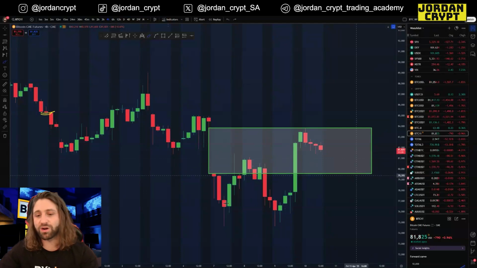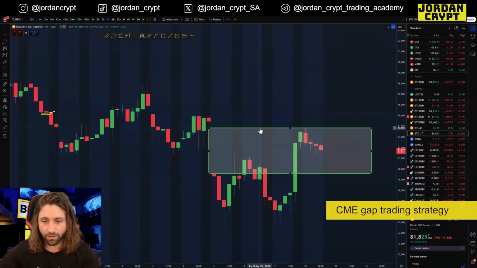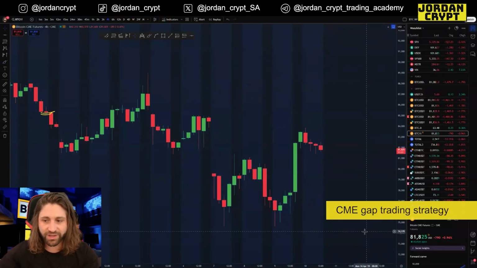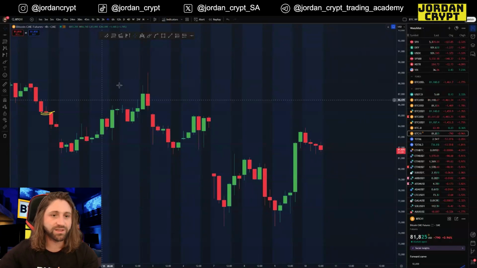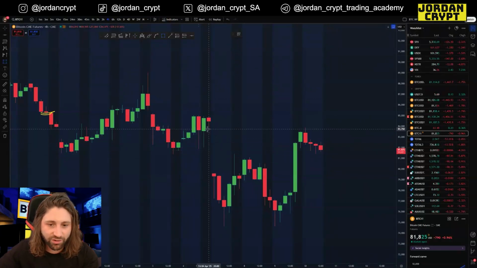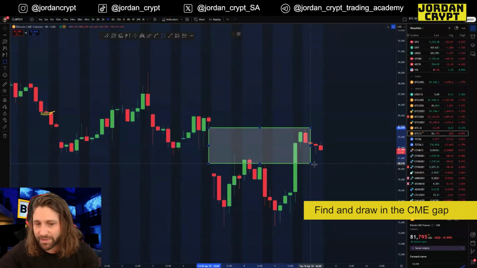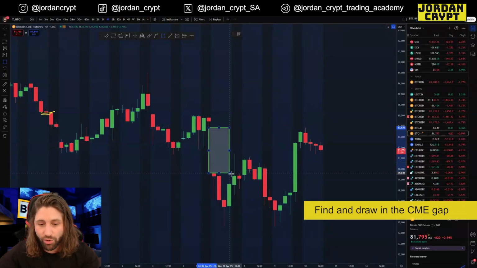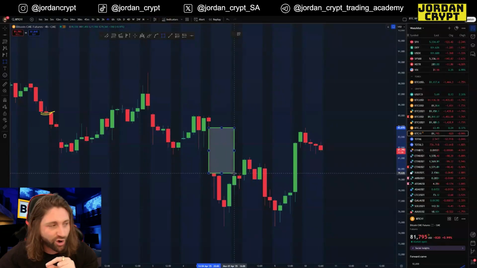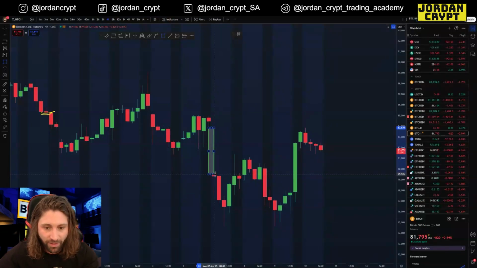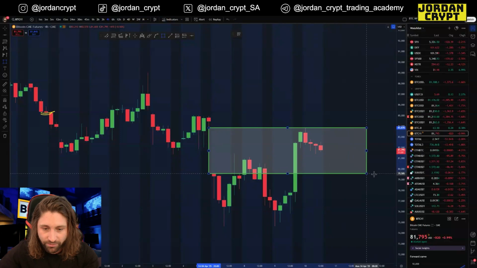So let's actually talk about a strategy right now. Once again, the first thing you do to trade this is to take a rectangle and draw your rectangle from exactly where the CME gap started, from where the CME actually closed, all the way down to where the CME then opened again on the Monday, and you pull that rectangle out.